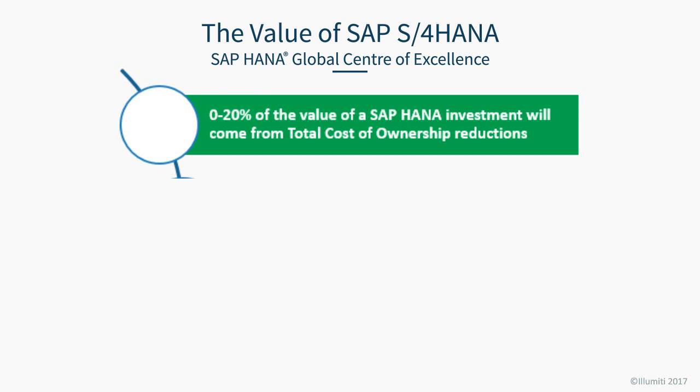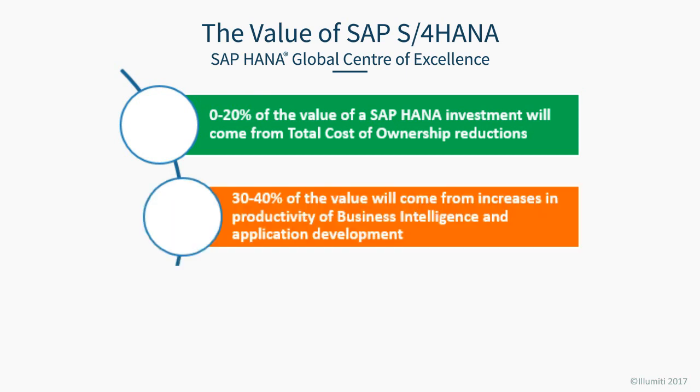But probably more importantly is the actual changes that come with S/4HANA, particularly in the business intelligence area, where you should see that your business users are becoming more productive because now they're getting the knowledge and the data at their fingertips, so they can actually see how the business is operating instead of going through data warehouses and Excel spreadsheets and so on. So that is definitely a 30 to 40% value that you would see in your business.